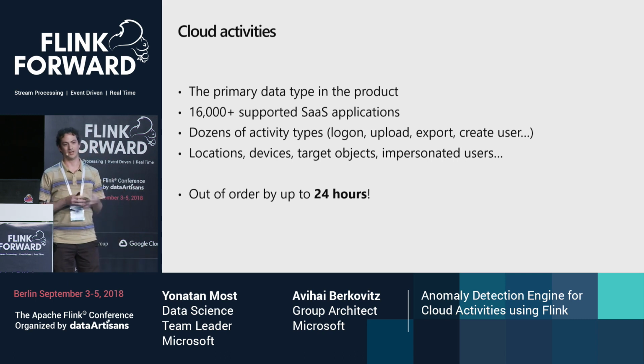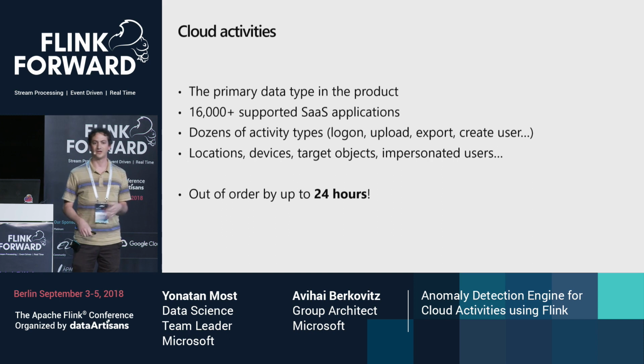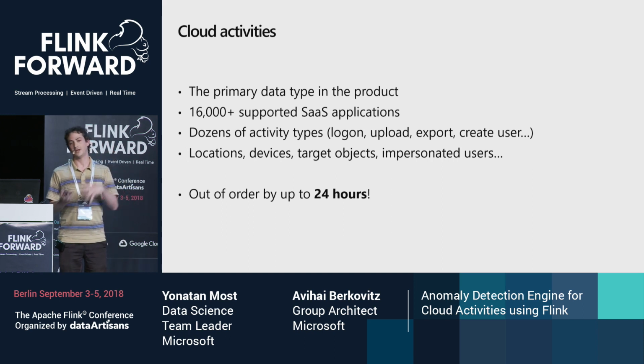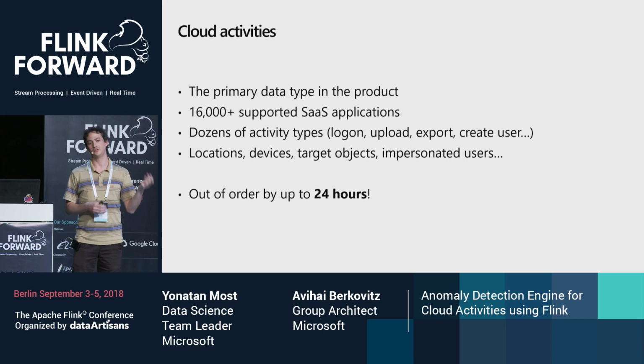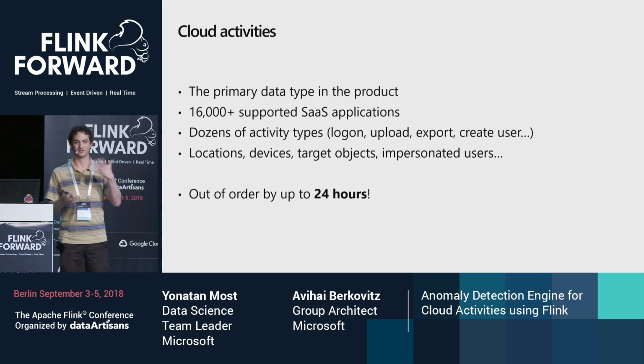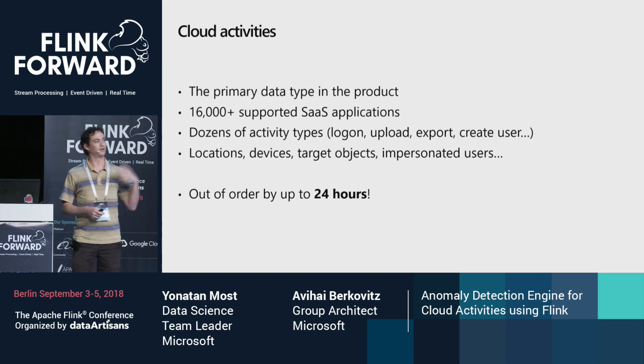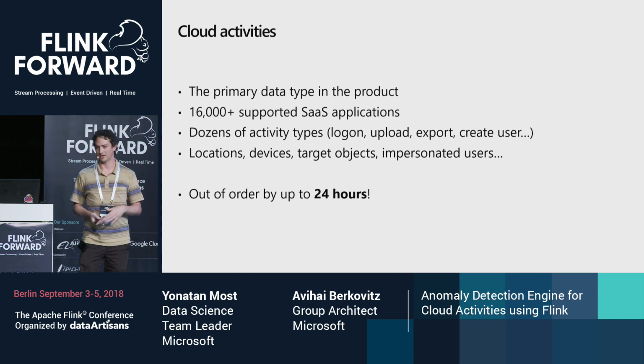And not only do we have great variance in the applications and the data sources, we also have great variance within the activities. We've got dozens of different activity types. We've got file download and file upload, file sharing, user login and user logoff. We've got export and import of data from files and from reports. We've got user creation, user deletion, user suspension, adding a user to groups, and these are just some of the examples. We also have common attributes to all the activities.